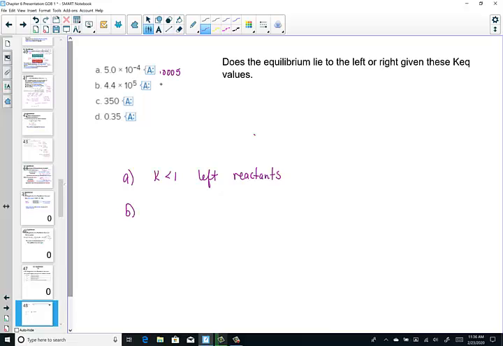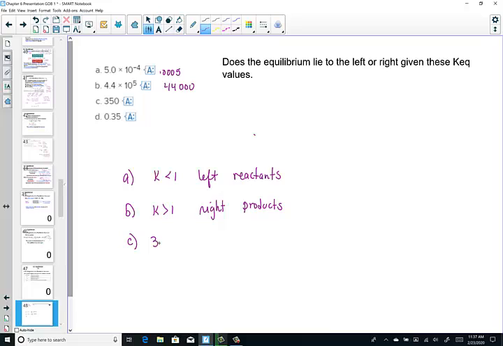In letter B, this is a very big number. This would be 4, 4, 0, 0. That's a lot of zeros there. It's a big number. So that means we're favoring the equilibrium lying to the right, which favors the product side.